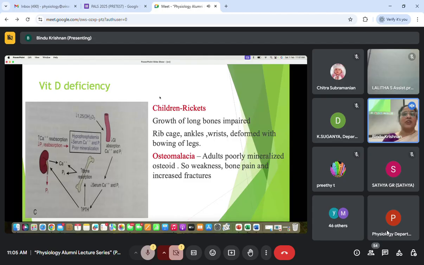In children we use the term rickets, where the growth of long bones is impaired. The rib cage, ankles and wrists get deformed, with especially the long bones resulting in bowing of legs, which is the clinical sign of rickets. Then in the case of adults, we use the term osteomalacia. That is when you have a poorly mineralized osteoid, right? So weakness, bone pain, and sometimes it might lead on to fractures also.